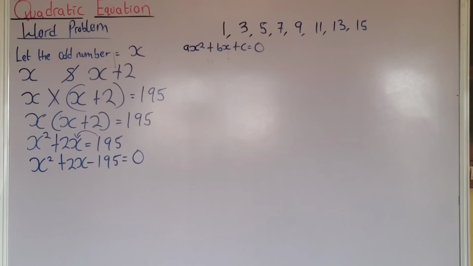Now, which method are you going to use to solve this quadratic equation? Let's solve it using the factorization method. Okay? Now, to solve this using the factorization method, you just have to think of two numbers such that when you take their product, you are going to have negative 495, and when you take their sum, you are going to have positive 2. What are those two numbers? Those two numbers are negative 13 and 15.